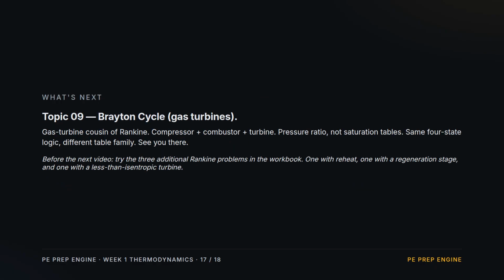Next up, topic 9, the Brayton cycle, the gas turbine cousin of Rankine. Same 4-state logic, but pressure ratio and ideal gas relations instead of steam tables. Before then, try the 3 Rankine problems in the workbook. 1 with reheat, 1 with regeneration, 1 with a non-isentropic turbine.